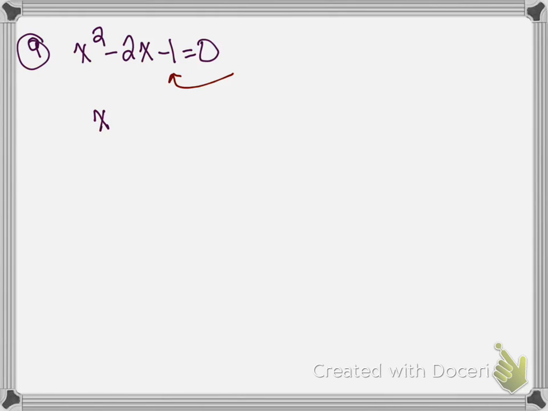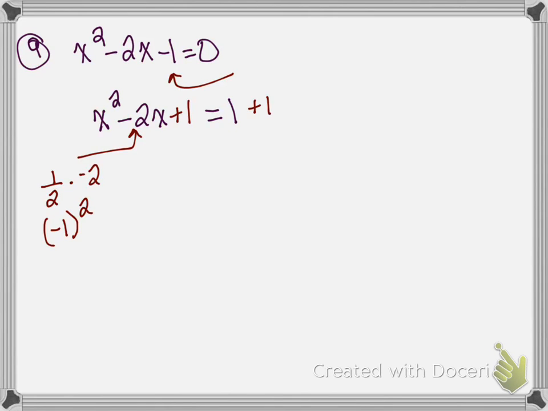So I have x squared minus 2x, and I'm moving that 1 over. Okay? I'm going to take half of negative 2. So 1/2 of negative 2 is negative 1. What's negative 1 squared? 1. Good. Okay, so I am factoring this by design. It's a perfect square trinomial.